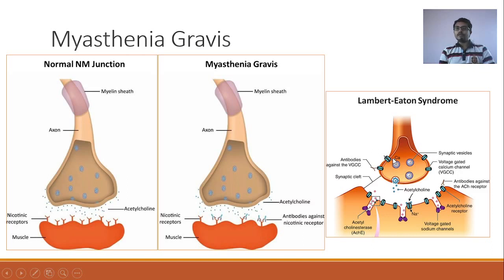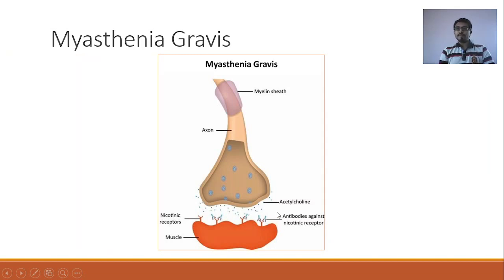The calcium influx is essential for release of acetylcholine. So if there are autoantibodies against the voltage gated calcium channels, the release of acetylcholine itself is affected. In comparison with myasthenia gravis, where a normal amount of acetylcholine is released, in Lambert-Eaton syndrome, a lesser quantity of acetylcholine is released. This acetylcholine sits on the nicotinic receptors. Nicotinic receptors are not affected in Lambert-Eaton syndrome, but in myasthenia gravis, nicotinic receptors themselves are reduced. So let us focus on myasthenia gravis.